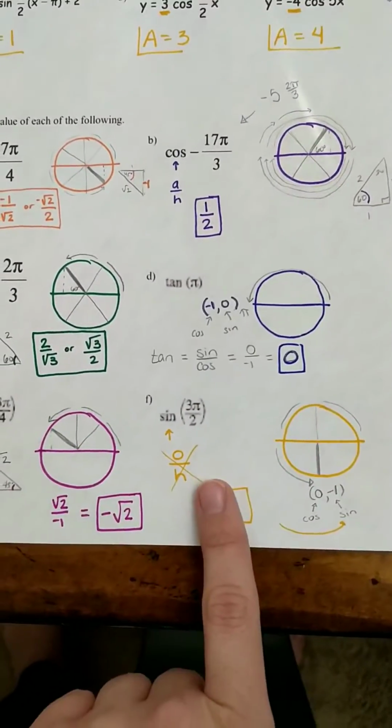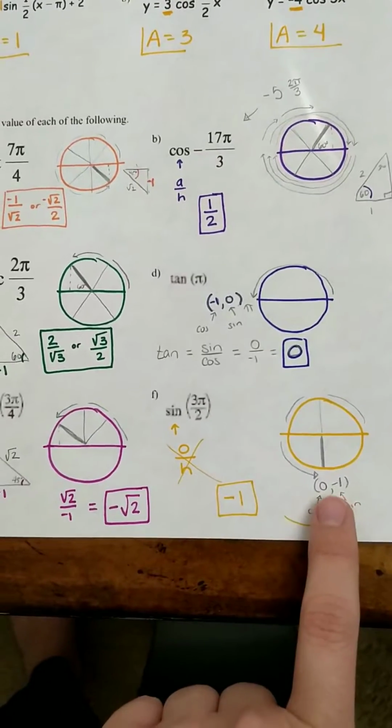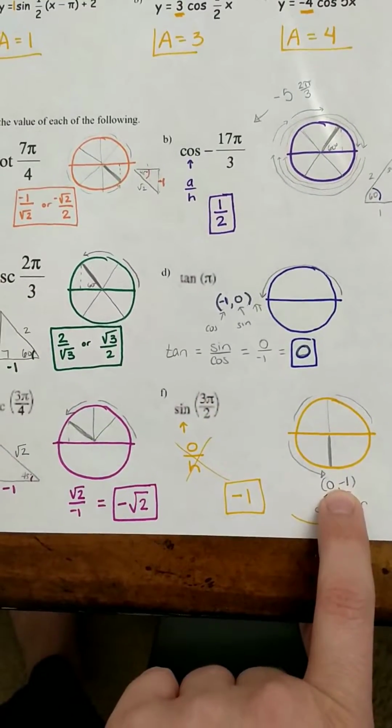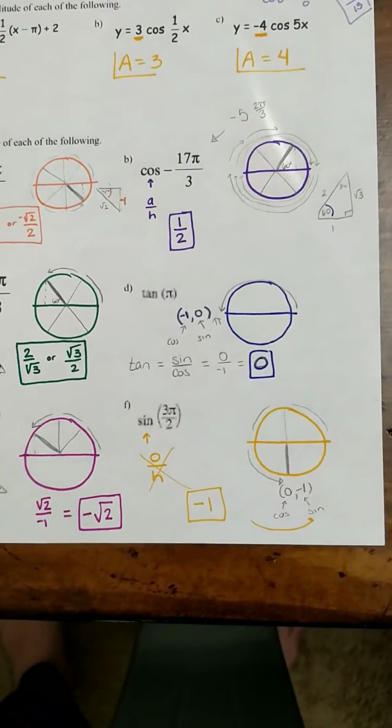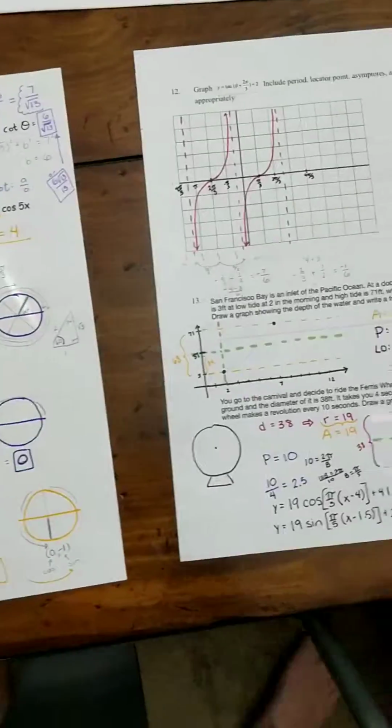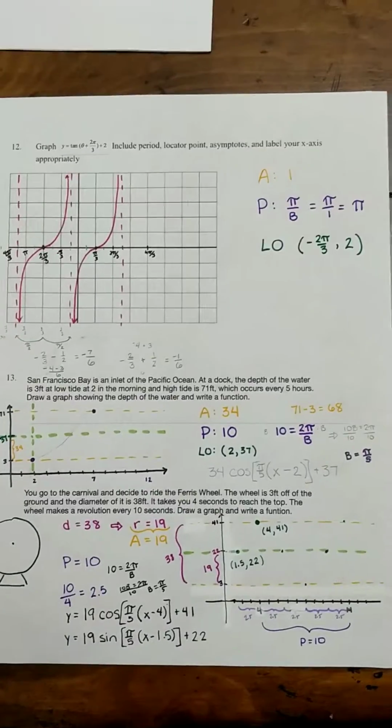And then this one is kind of a similar concept. You end up on an axis. So when you're on an axis, there's no triangle. You just need to use your radius to get your coordinates. And then your last one, your tangent problem.